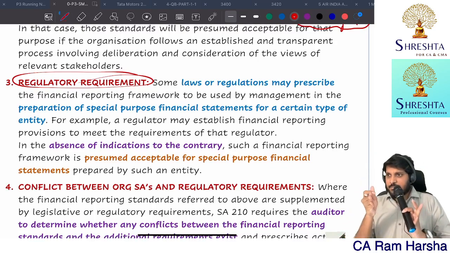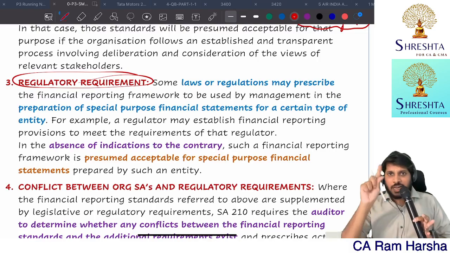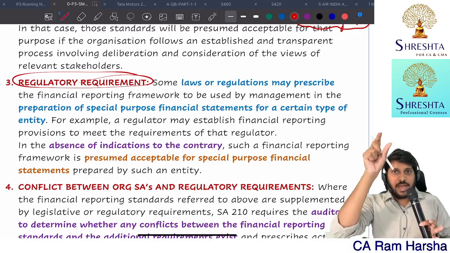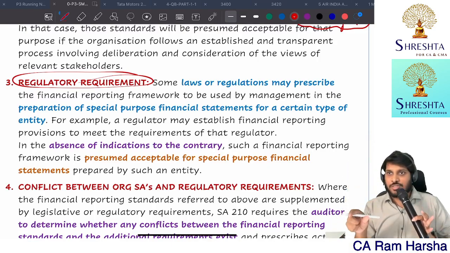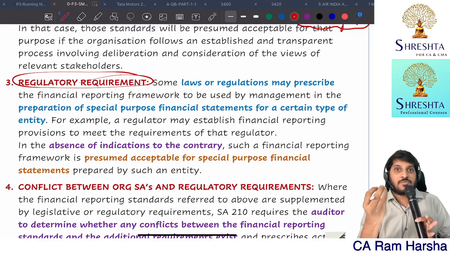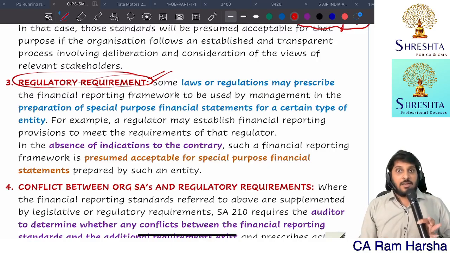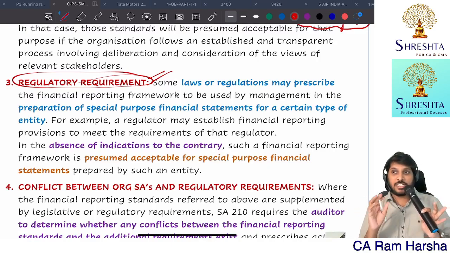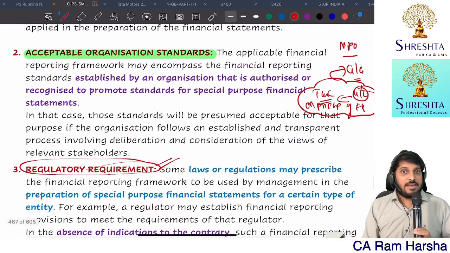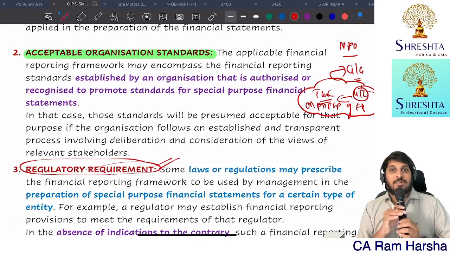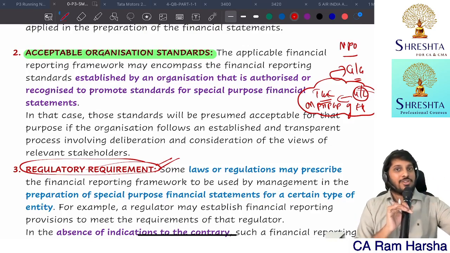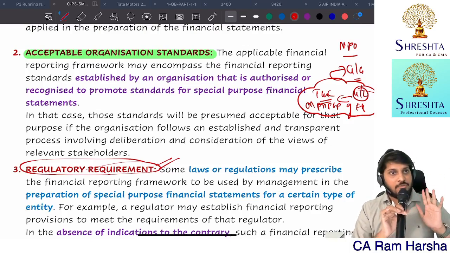In this example, who is the regulator for us here? Government, which provided us the grant. In the grant letter, they have given conditions: what we should include, how we should prepare special purpose financials. So if there is a regulator, we should prepare special purpose financial statements as per the regulatory requirement. Suppose the government gave a grant and says prepare financial statements as per NPO related accounting standards. For NPOs, there are some accounting standards issued. So if you prepare based on the standards, that's enough.